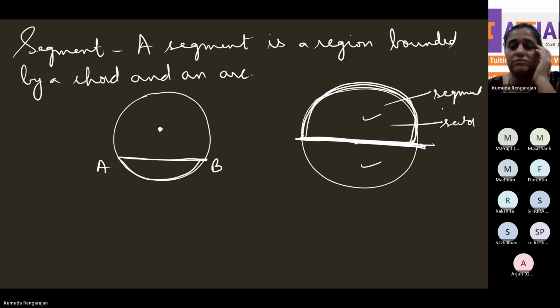A semicircular region is both a segment and a sector at the same time because it satisfies the definition of a segment as well as a sector. So when do we have a semicircular region? In the case of a segment, when the center of the circle lies on the diameter or on the chord. And in the case of a sector, when the sector angle is equal to 180 degrees.